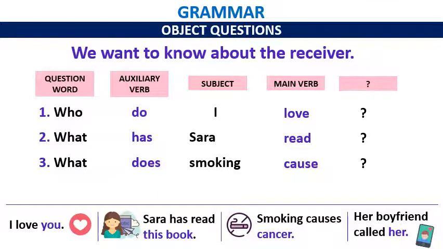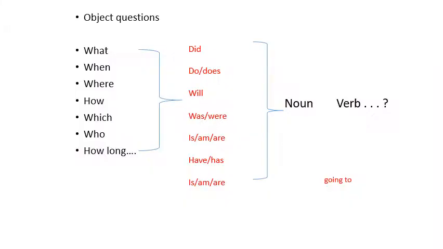And in the last one, in number 4, we want to know about her. So who did her boyfriend call? Who did her boyfriend call? Her. Okay, so this is about object questions.